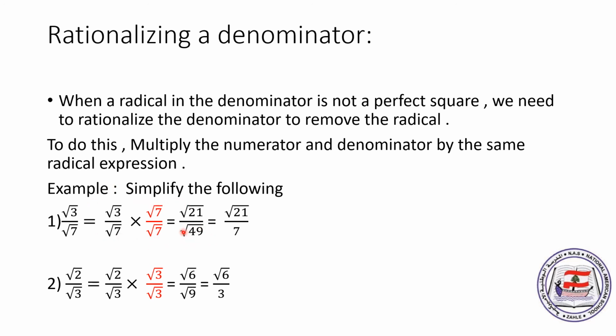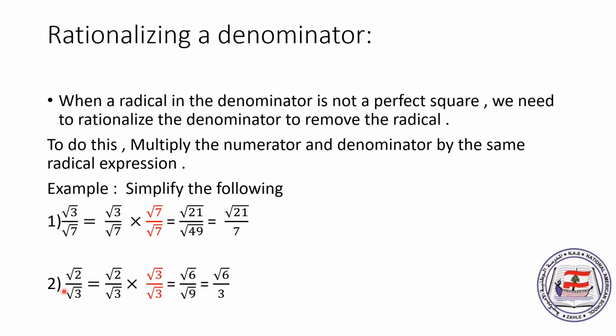As you see, radical 49 is the perfect square of 7, so we can reduce the fraction to the form of radical 21 over 7, and this is it. This is why we do rationalizing for the denominator.